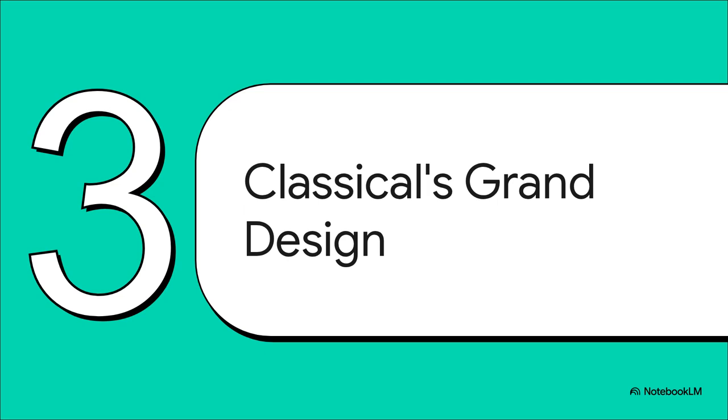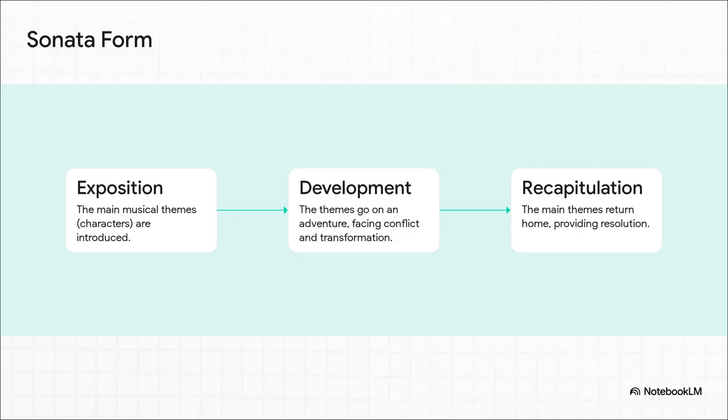All right, let's dive into our first world and see how this plays out. In classical music, composers took these simple building blocks and went to town, creating these incredible, sprawling structures. A perfect example is sonata form. Now, the name sounds kind of stuffy, but trust me, it's basically a three-act movie.